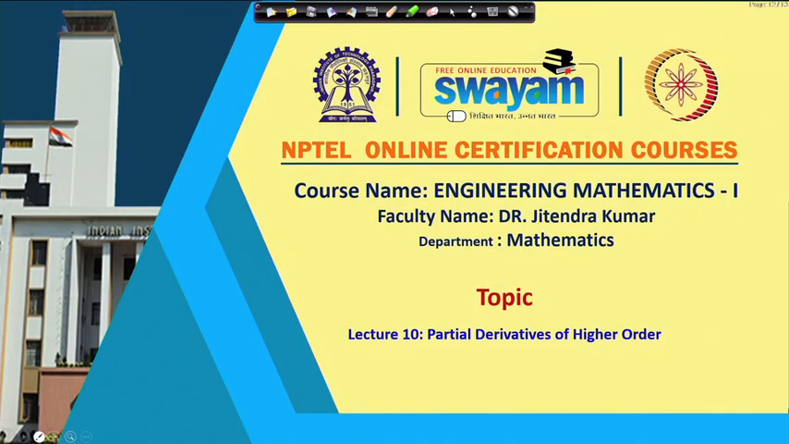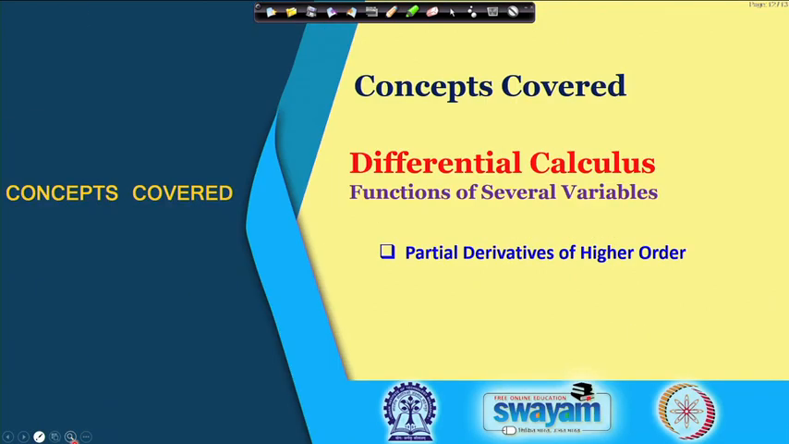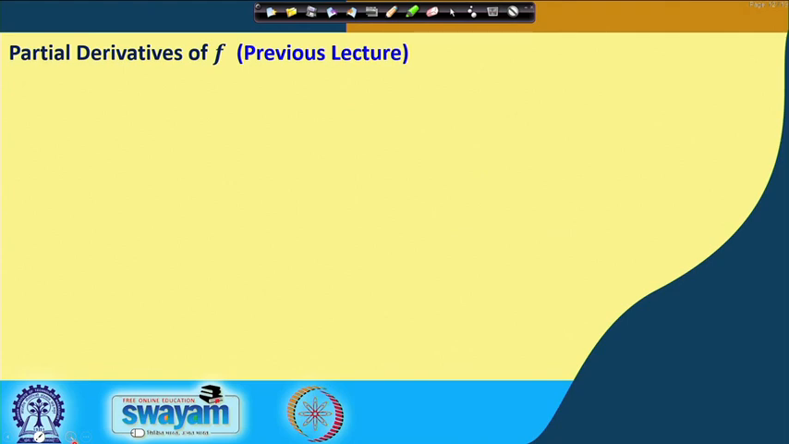Welcome to the lectures on Engineering Mathematics 1, and this is lecture number 10. We will be talking about partial derivatives of higher order. In the last lecture we have seen the partial derivatives of f. Basically, the first order partial derivatives we have done in the last lecture.